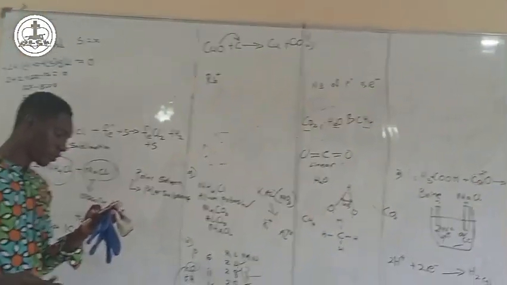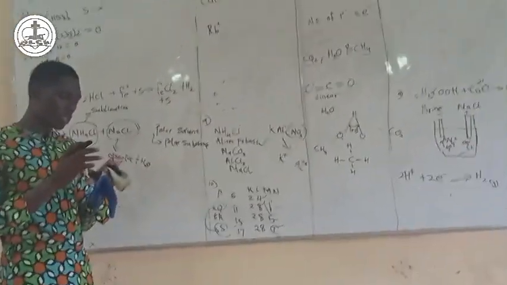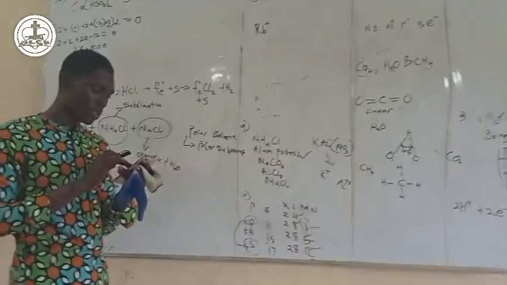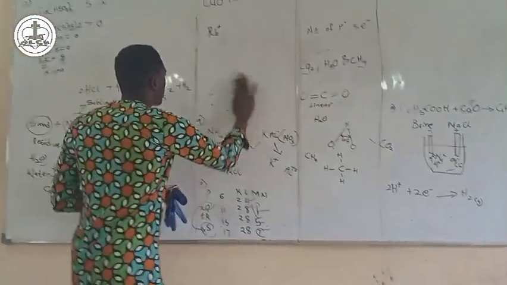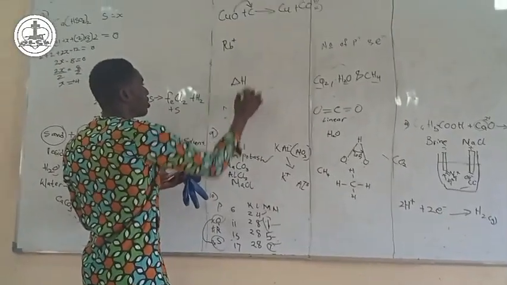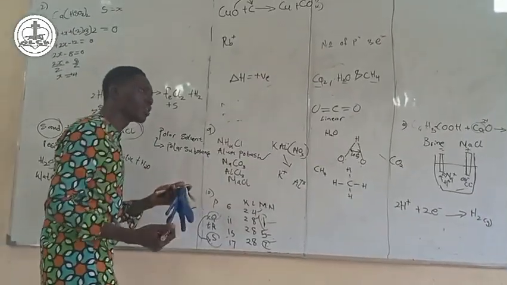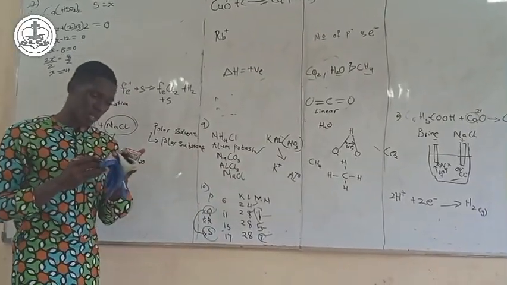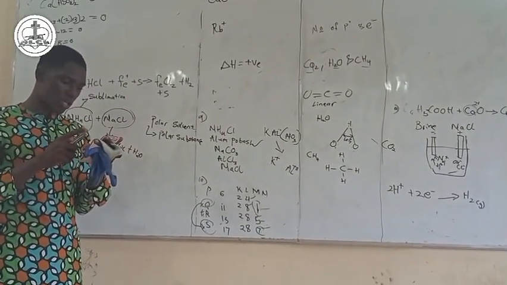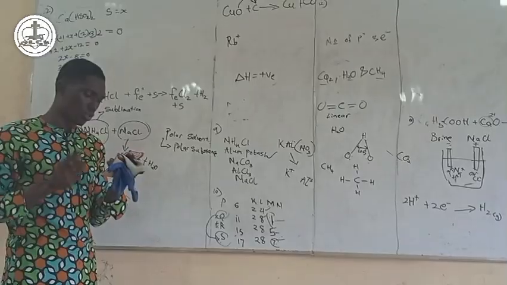Now number 35 says when heat is absorbed during a chemical reaction, the reaction is said to be what. When there is absorption of heat, that means the enthalpy change in heat is positive. It absorbs energy from the environment. That means it's endothermic. So the answer to that is D, endothermic reaction.